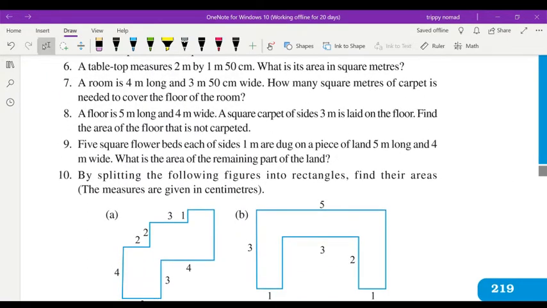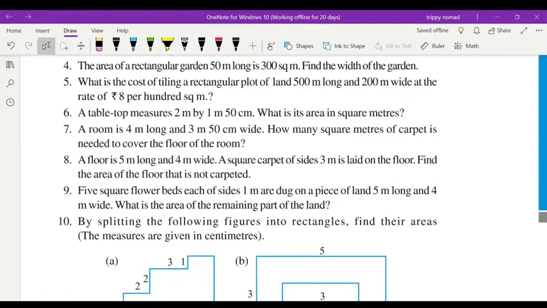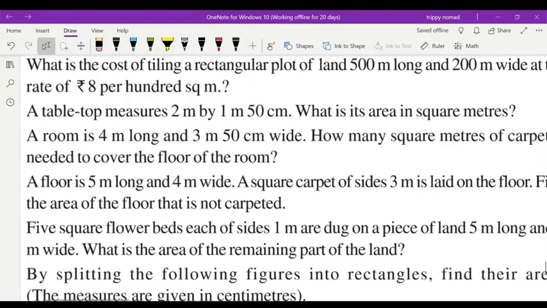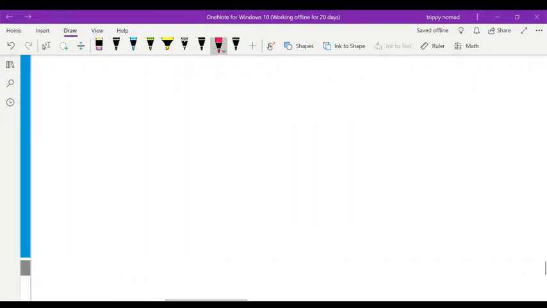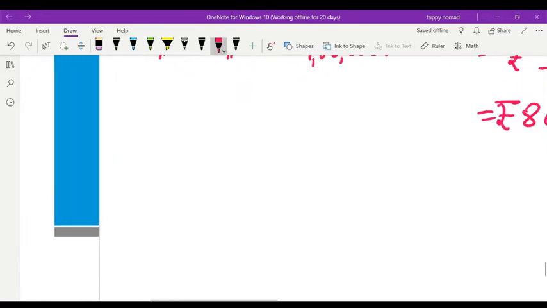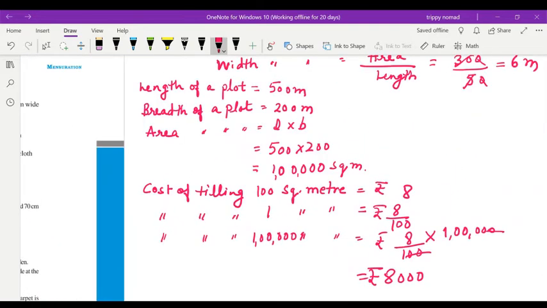Now question number 6. A tabletop measure 2 meter by 1 meter 50 centimeter. That means this is length and this is 1 meter 50 centimeter is breadth. Okay. Now what is its area in length into breadth? Simple. But how you will find out? You will write length, you will write breadth, you will find out the area. Here I am going to rub and write over here.